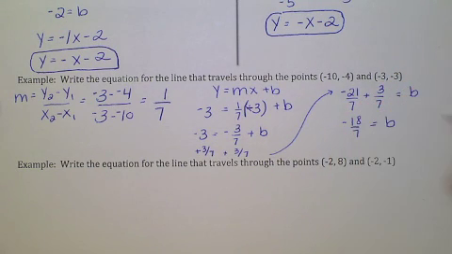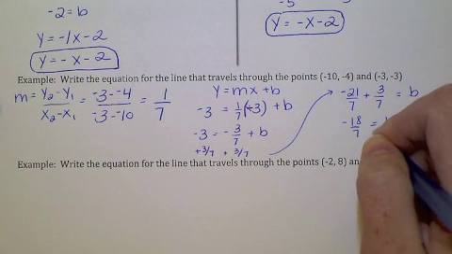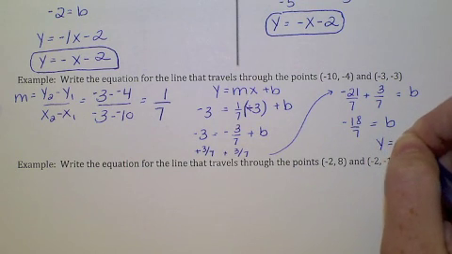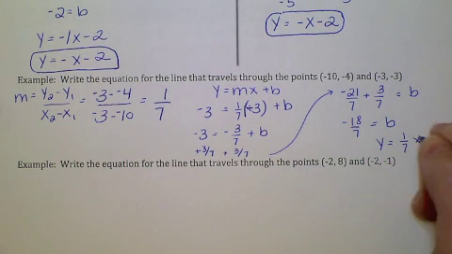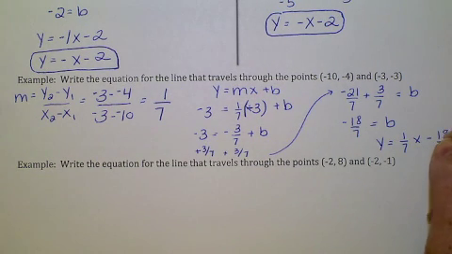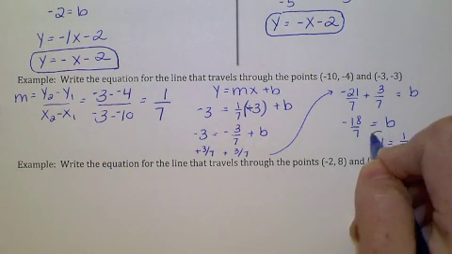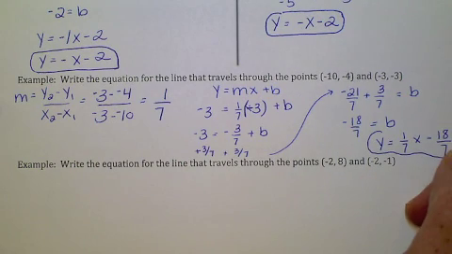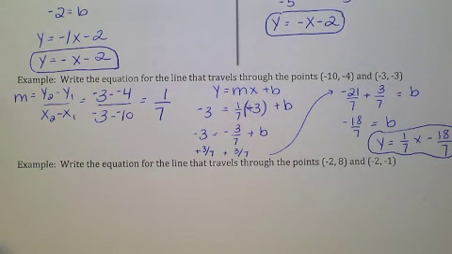There is b. Let's just plug back into our equation. Our slope is 1/7, and our y-intercept is negative 18 over 7. And that is your equation.